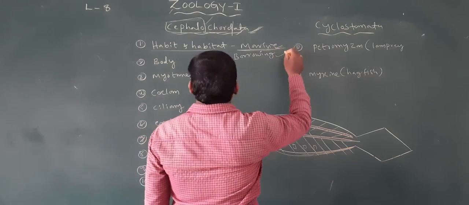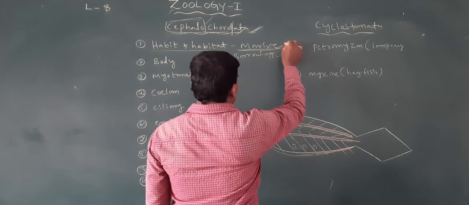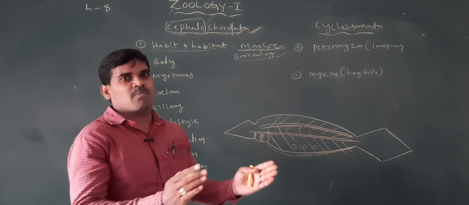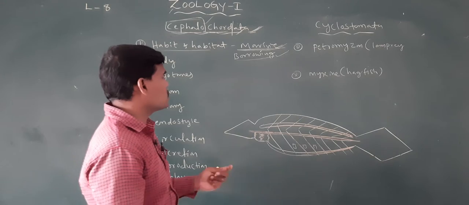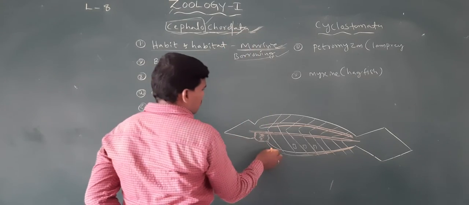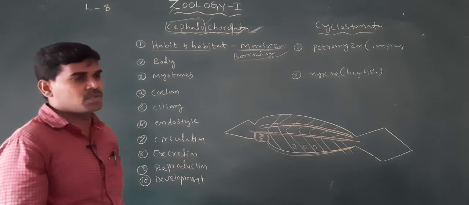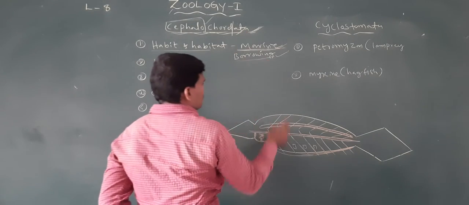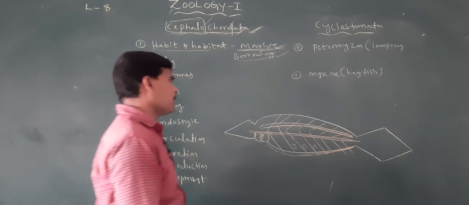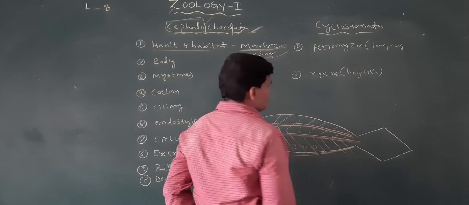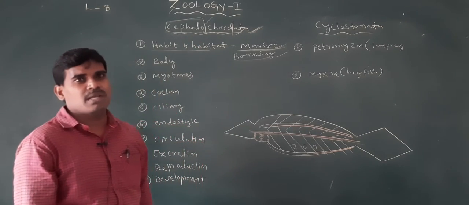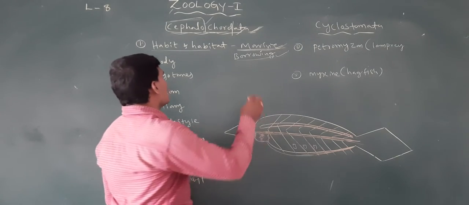Where do cephalochordate animals live? They are marine water animals, burrowing in sandy places on the seashores, making burrows and living inside them. They resemble fish-like structures, but there are no true fishes among them. Paired fins are absent, and only a median fin is present in cephalochordate animals.